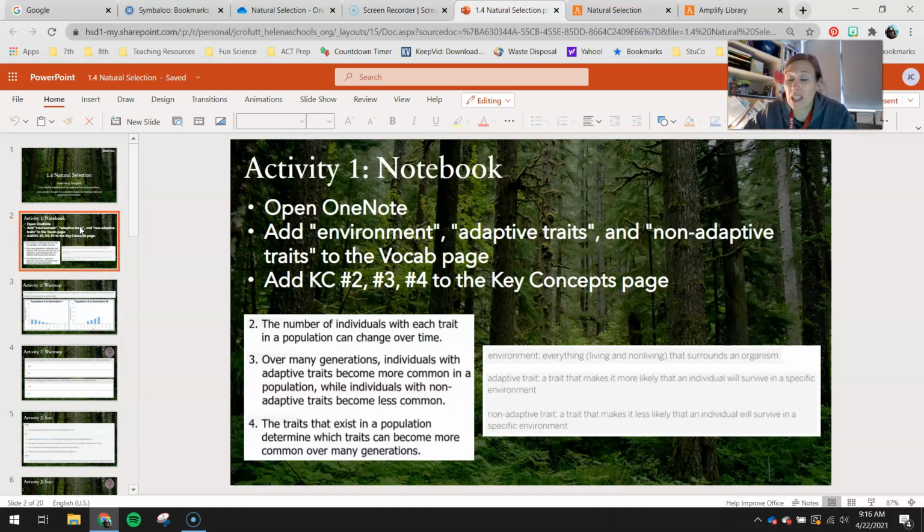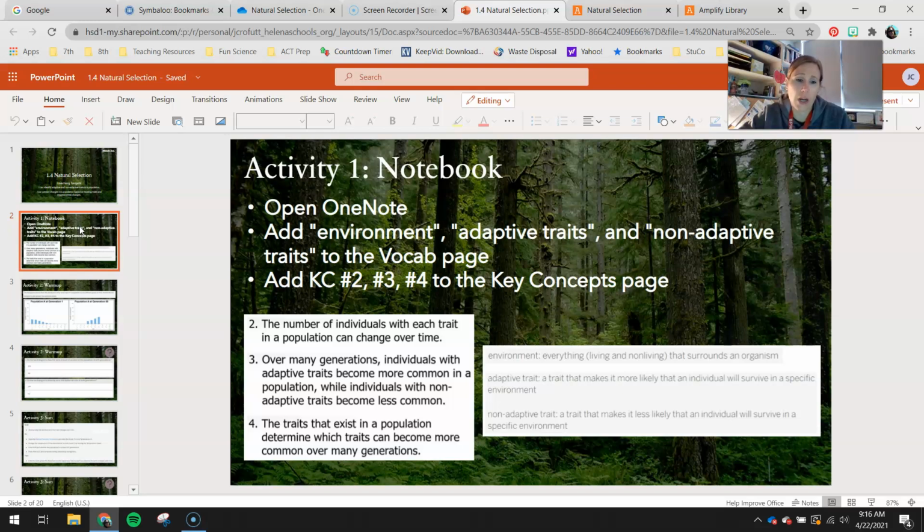For instance, if we're looking at cactuses in a hot desert and their ability to store water, those that have traits inclined to store water have adaptive traits, because they help that cactus live in that hot, dry environment. Versus non-adaptive traits: maybe they're constantly flowering, and that uses a lot of water. That would be a non-adaptive trait because it would reduce the amount of water the cactus could store, making it less likely to survive. Those are just examples of adaptive and non-adaptive traits for you.